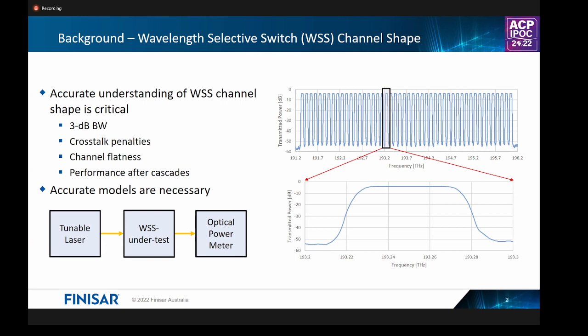This characteristic channel shape is quite important because it tells us lots of information about how the signal will perform with this channel. For example, we can calculate what its 3 dB bandwidth is. We can get an understanding of what its crosstalk is between channels. We can calculate how flat the channel is. And also, more importantly, we can build up an understanding of how this channel performs when the signal travels through multiple WSS devices. This is called cascaded WSS.